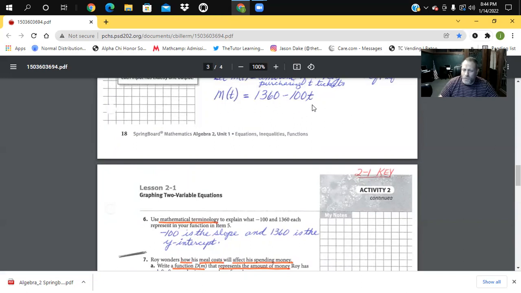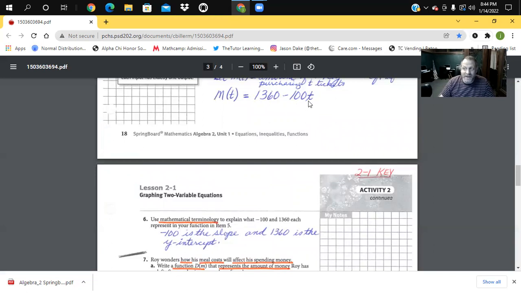Now, I don't like the way they wrote this backwards, right? This is not in slope-intercept form. So we would say y equals mx plus or minus b. So really we would say M(t) equals -100t plus 1360. That's the way I would like to see that. So 1360 is the y-intercept and -100 is the slope.